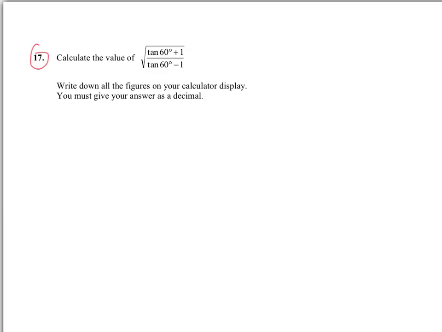Now, this one is a very interesting one. This is something we can do because it just asks us to use our calculator. We haven't looked at, or some of us have, anybody that's looked up the trigonometry stuff on the top 40, you might have seen this tan button on your calculator, but that's fine. It says calculate the value of, and it says write down all the figures in your calculator display. So that means you just got to find the stuff on your calculator.